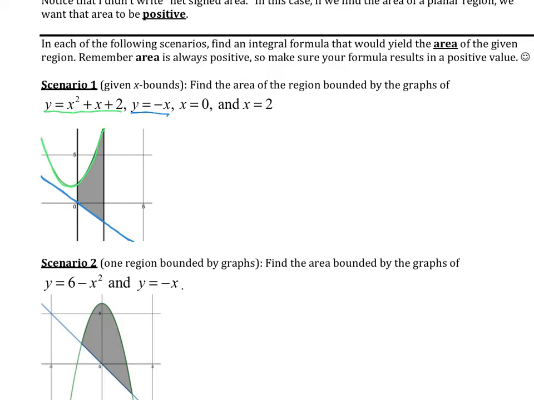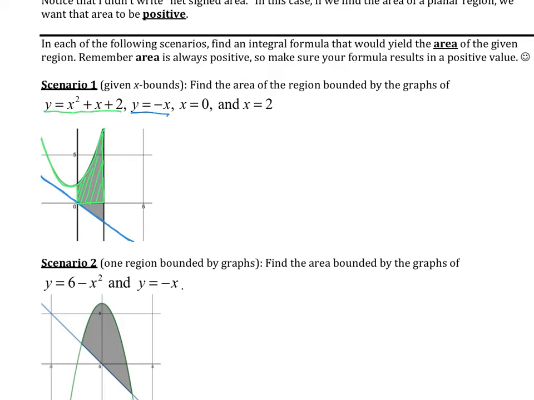If we are trying to find the area under the curve for this green function, y equals x squared plus x plus 2, remember, this gives me the area of the shape between the x-axis and the function. So my area under this curve would be this particular area. Could I write an integral that represents that?